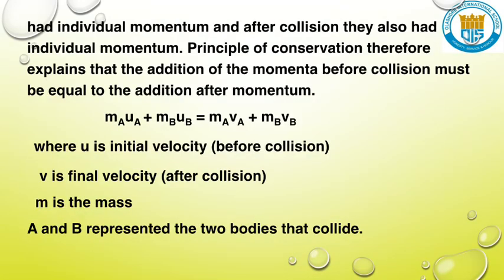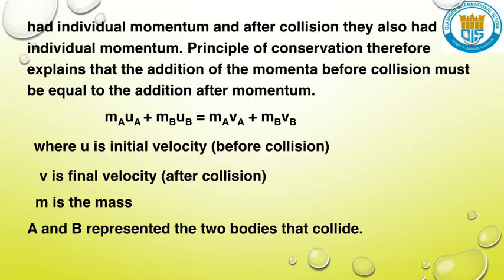Therefore, talking about this principle, we have an equation that it gives us. That's mass of body A times initial velocity of body A plus mass of body B times initial velocity of body B equals mass of body A times final velocity of body A plus mass of body B times final velocity of body B. Remember that momentum is given by mass times velocity. That's why we have masses times velocities here.